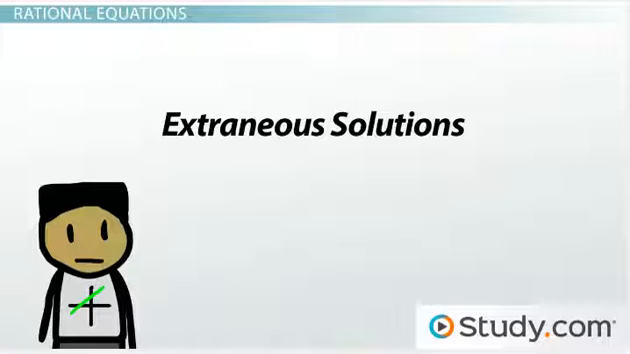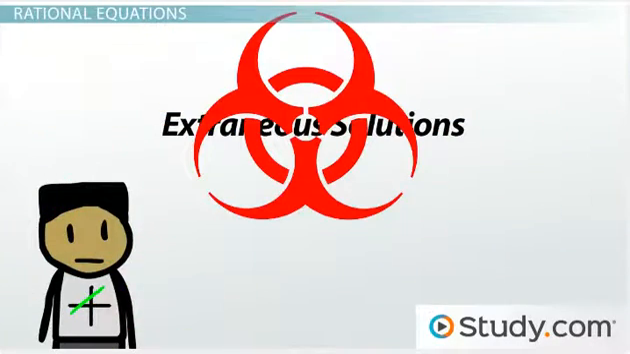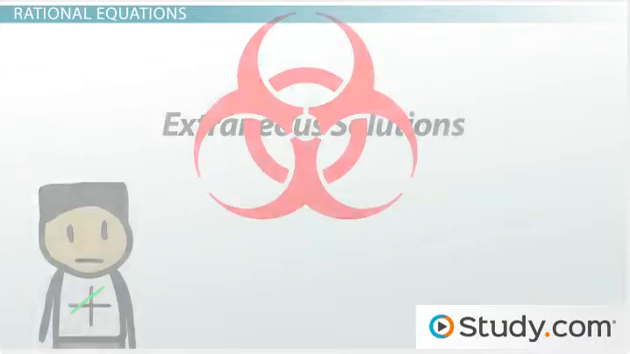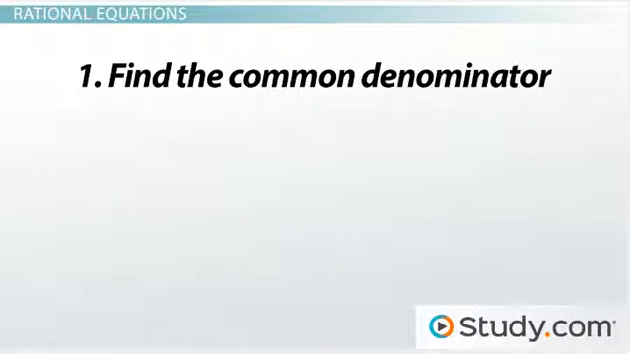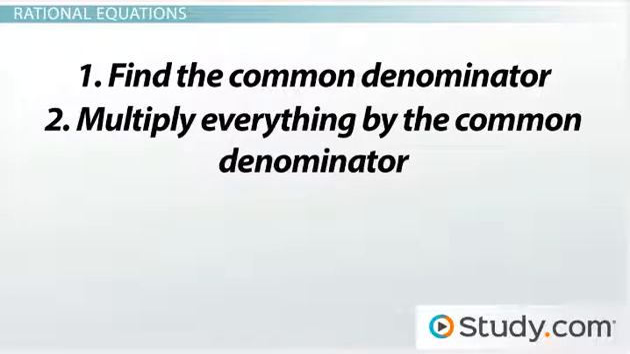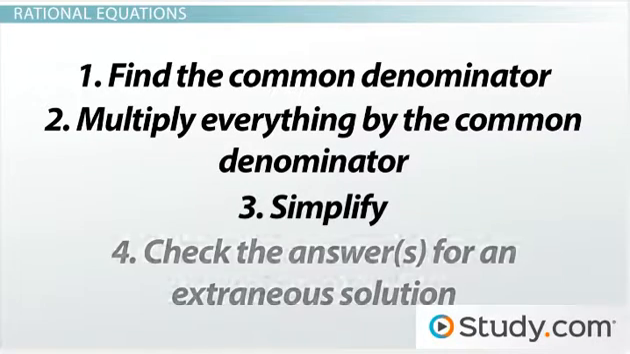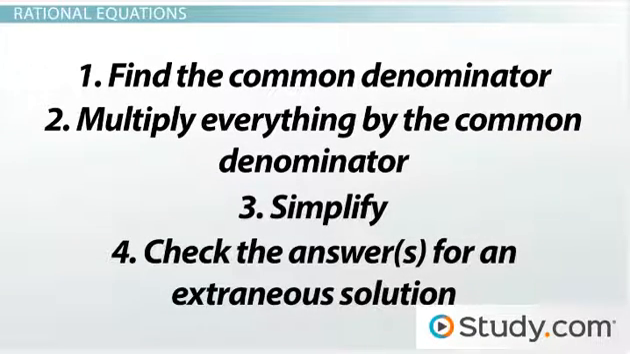In rational equations, sometimes our solutions may look good, but they carry a virus. That is, they won't work in our equation. These are called extraneous solutions. The steps to solve a rational equation are: find the common denominator, multiply everything by the common denominator, simplify, check the answer or answers to make sure there isn't an extraneous solution. Let's solve a couple together.